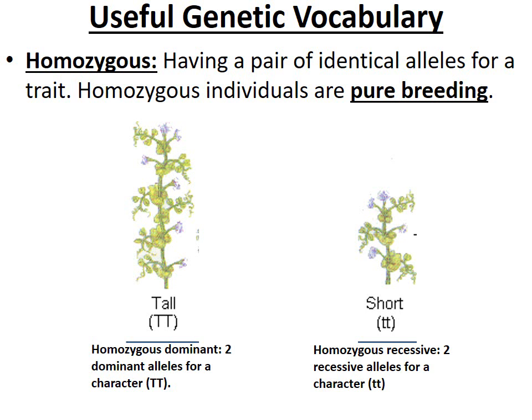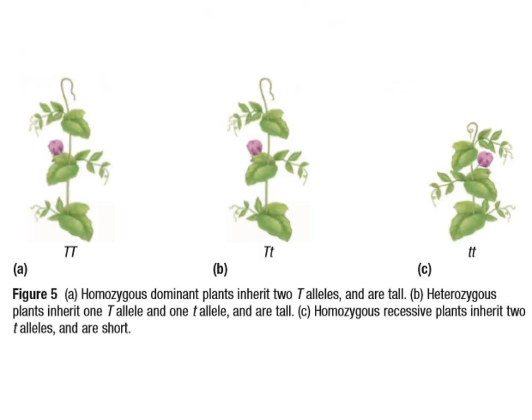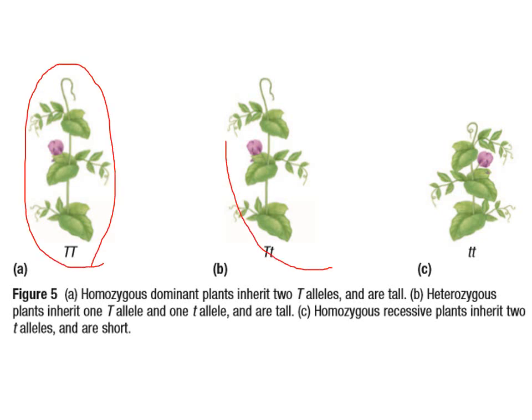So just a summary of the terms we learned: homozygous, having a pair of identical alleles, and those were the pure breeding plants that Mendel had discussed. And again, this would be a homozygous dominant, and this would be a homozygous recessive over here, two recessive alleles, two dominant alleles for a particular character. And here we have our hybrids, which is our heterozygous individual. And so you can see that illustrated here, and that applies to all of the other characters that Mendel studied as well.